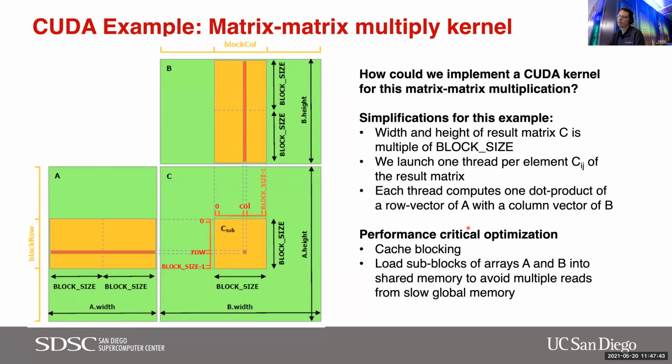And in order to have good performance for a kernel like that, you load these submatrices, subblocks, into shared memory. So this subblock and this subblock, and then you do the matrix multiplication. And then you store the data back, and then you load the next subblock and the next subblock, and you do the matrix multiplication. So you do this cache blocking.